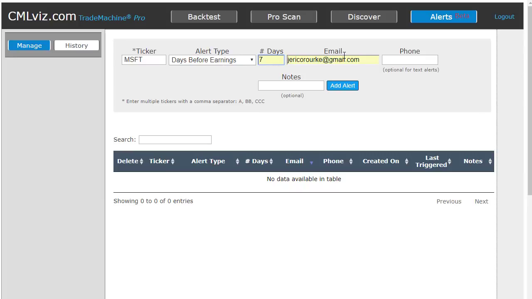You can put in your email address. You can put in your phone number if you want to get a text alert. I'm not going to put that there because I don't want you guys calling me. You can email me, hey, if you want to email me with any questions, go ahead, but please don't text me. I won't put my number there. So basically, we want to know Microsoft days before earnings 7. You've got your email in there. You can also put a note.